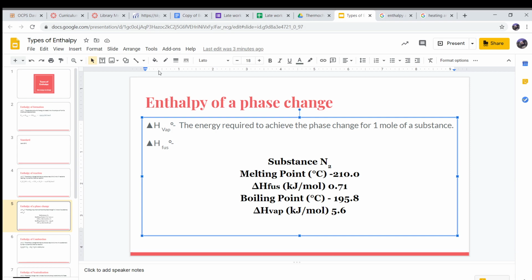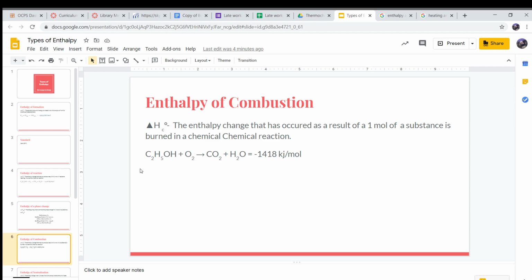So just be aware of that as you go forward, that if there is a question or a process that requires the heating or turning of something into a gas, you have to include that energy in there. Okay. Next is a special one.